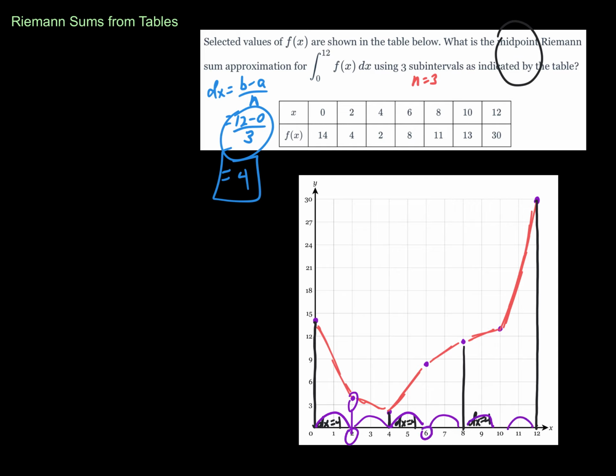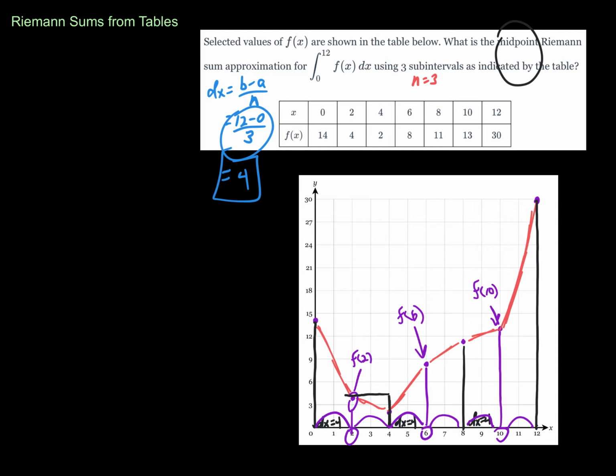Two this way, two this way, we're in the middle. This y value right here is what f of 10 is, and this is the midpoint we want right here. That is f of 6. And the midpoint for the first one is f of 2. So now this is what the rectangles would look like.